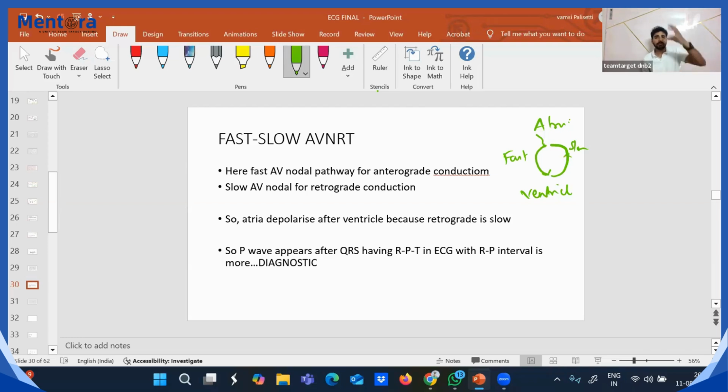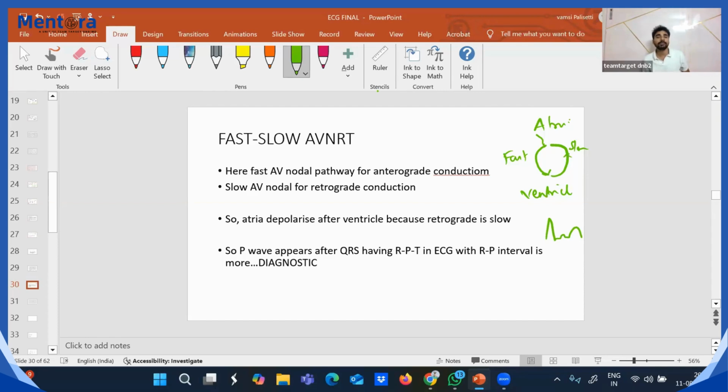Right. So what will happen? Because the impulse is going to the ventricle, it will produce the QRS complex immediately. Now what is happening here? From the AV node towards the atria, it is going slowly. So the atria will depolarize after the ventricle depolarization. So definitely after some time you will have a P wave.